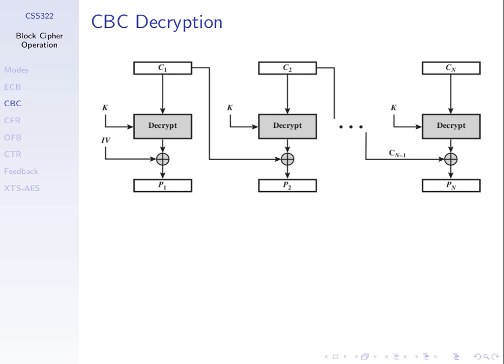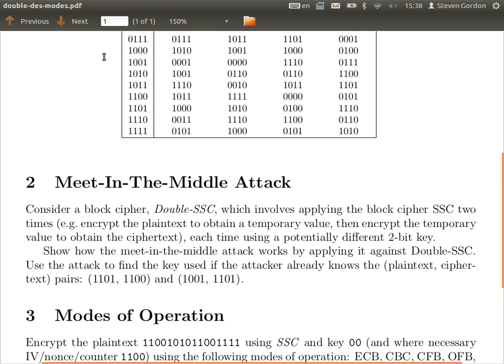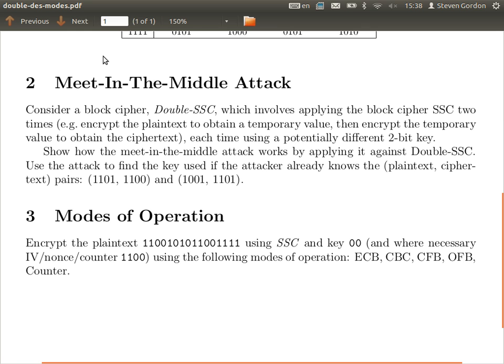Let's not. Let's go to an example. It looks too hard. You've got the example. So let's do two of them. Do the first two, ECB and then CBC, using the table on your handout.